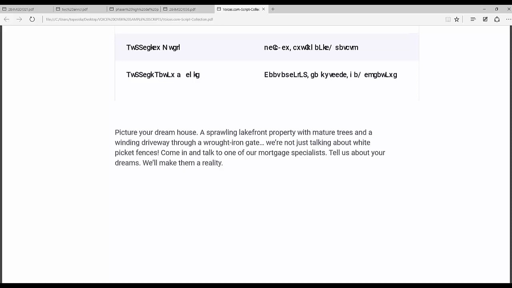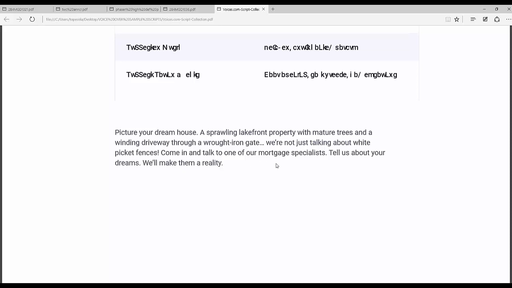Picture your dream house. A sprawling lakefront property with mature trees and a winding driveway through a wrought iron gate. Now, we're not just talking about white picket fences. Come in and talk to one of our mortgage specialists. Tell us about your dreams. We'll make them a reality.